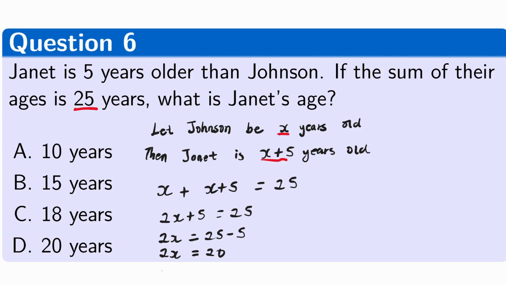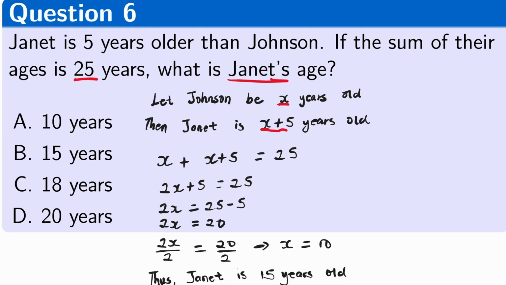So when you divide by 2, we are going to have 2x divided by 2 is equal to 20 divided by 2. Thus, we have x equal to 10. So Johnson is 10 years old. But from the question, we are being asked to find the age of Janet, because the value of x is now 10. Thus, Janet is 15 years old. And so the correct option is option B.